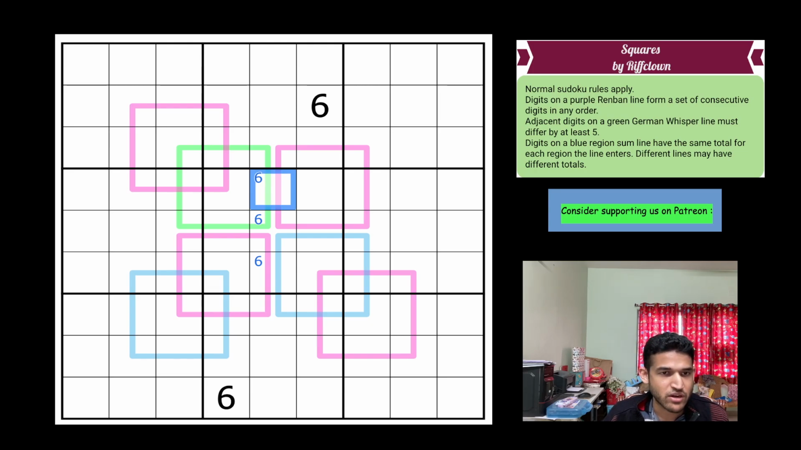So which means that you cannot have 6 on whisper lines which have 2 adjacent cells. So if you have a 6 here, then this is forced as a 1, this is forced as a 1. So straight contradiction. And similarly, if you have a 6 here, this is forced as a 1, and this is also forced as a 1. So 6 is eliminated here, and that forces 6 into this cell.